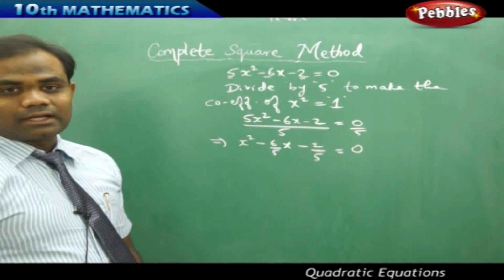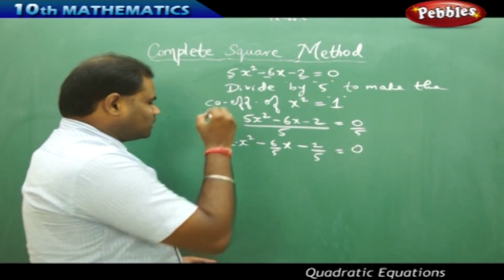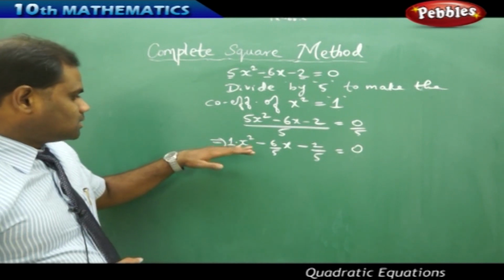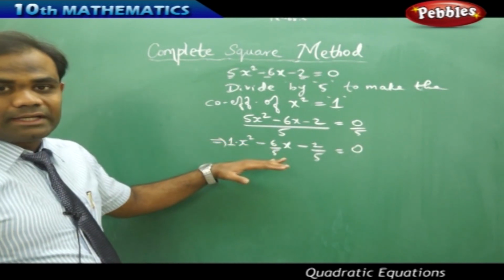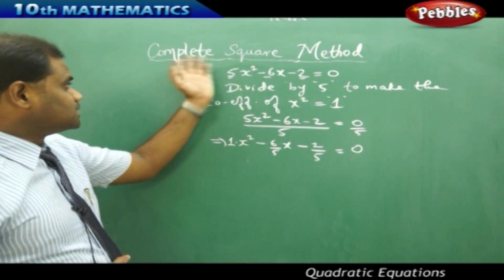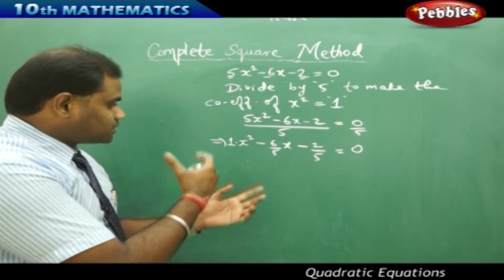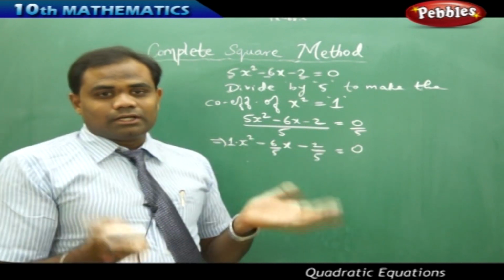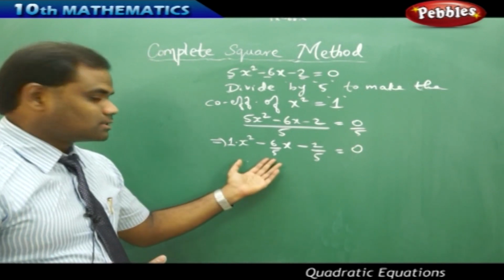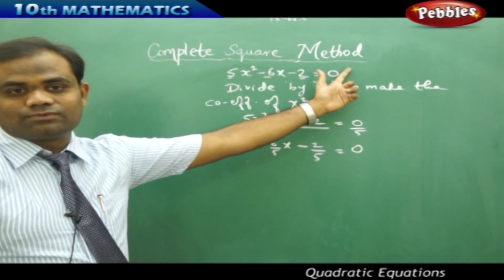And now my destination of reaching the coefficient of x squared equal to 1 is finally reached out here. Now with this coefficient of x squared being 1, let's try to see how I can make this a complete square. As the method itself says complete square, my destination out here is to make this in the form of a square. Therefore, let's see how I can convert this into a perfect square or a complete square. That is what the method is about.